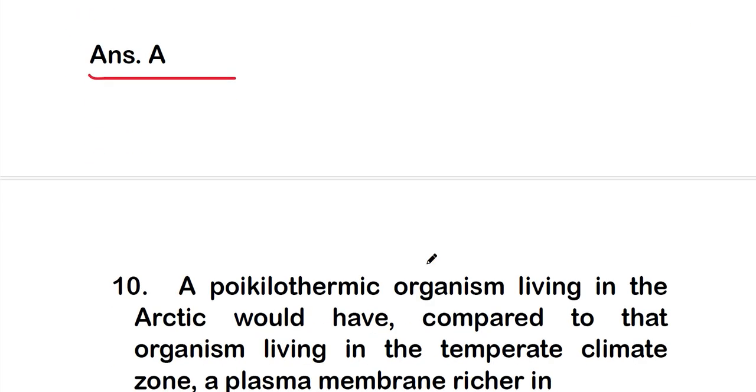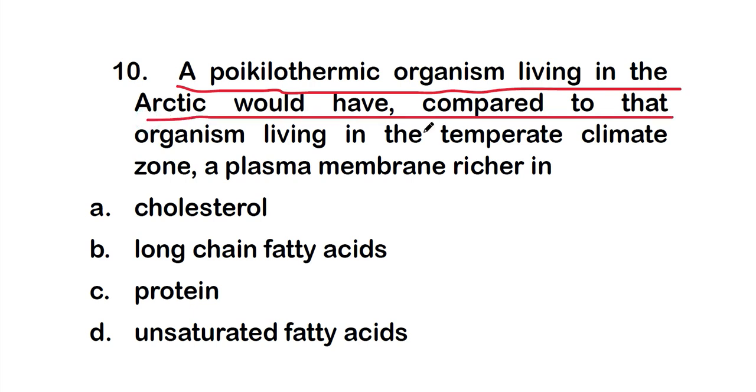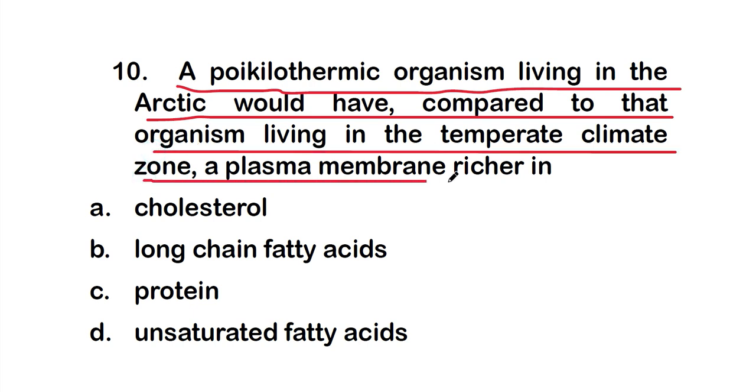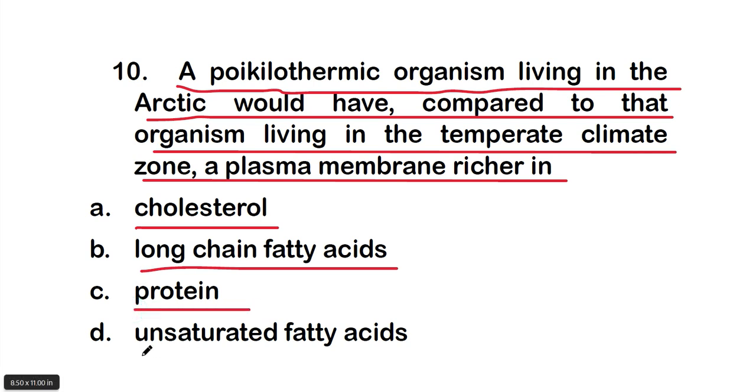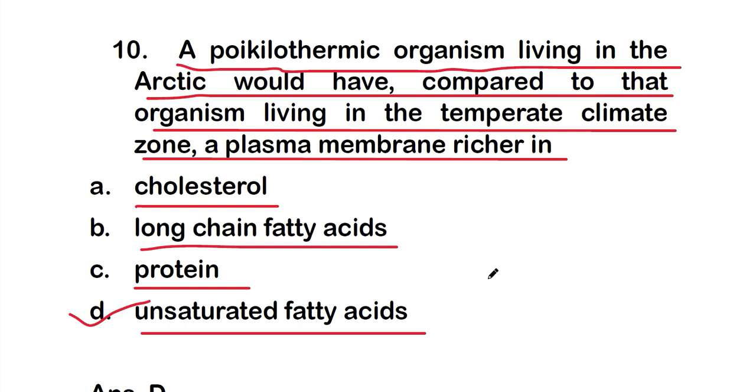Okay, so let's move on to the next question, question number 10. A poikilothermic organism living in the Arctic would have, compared to an organism living in the temperate climate zone, a plasma membrane richer in: option A, cholesterol; option B, long chain fatty acid; option C, protein; or option D, unsaturated fatty acid. So the right one is option D, that is, unsaturated fatty acid will be higher or richer in a poikilothermic organism living in the Arctic environment.